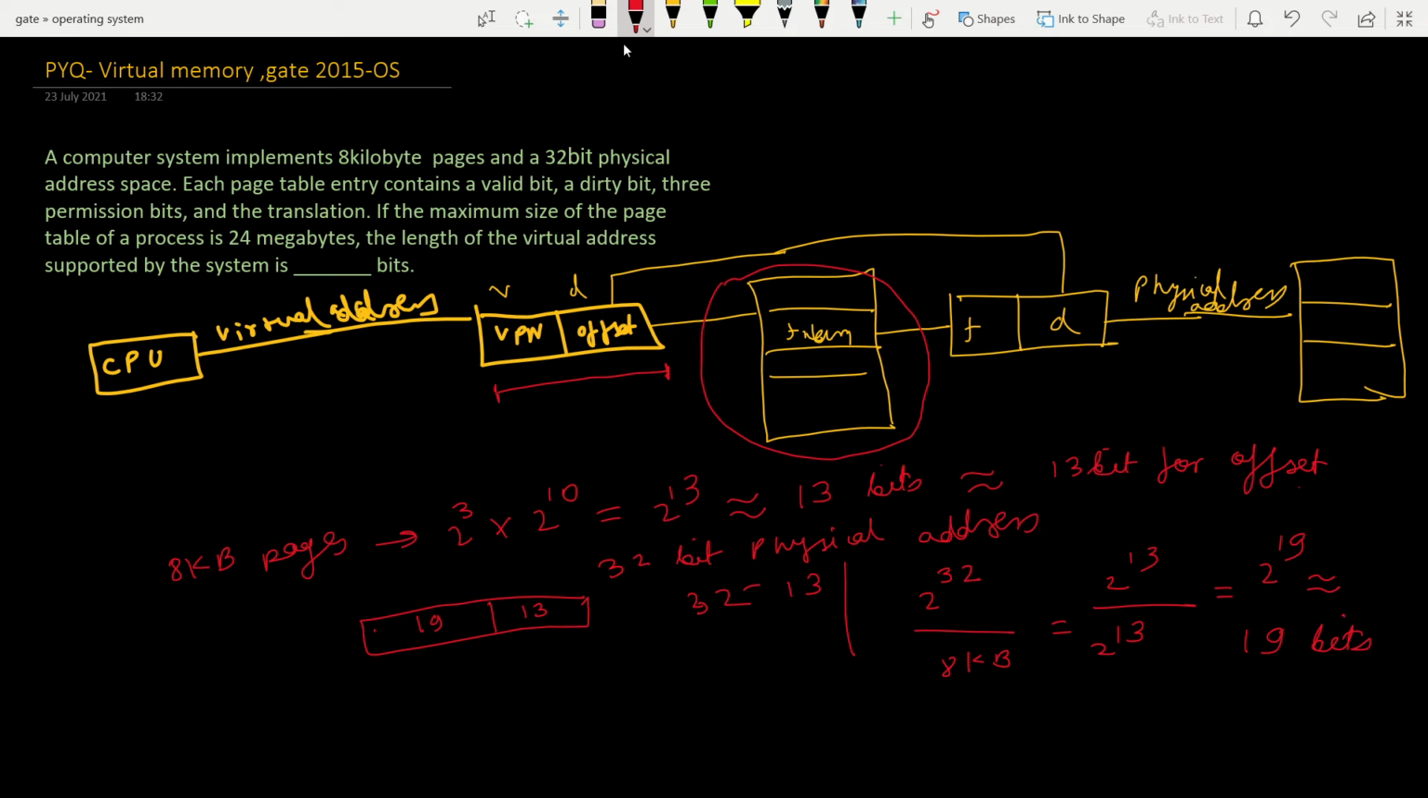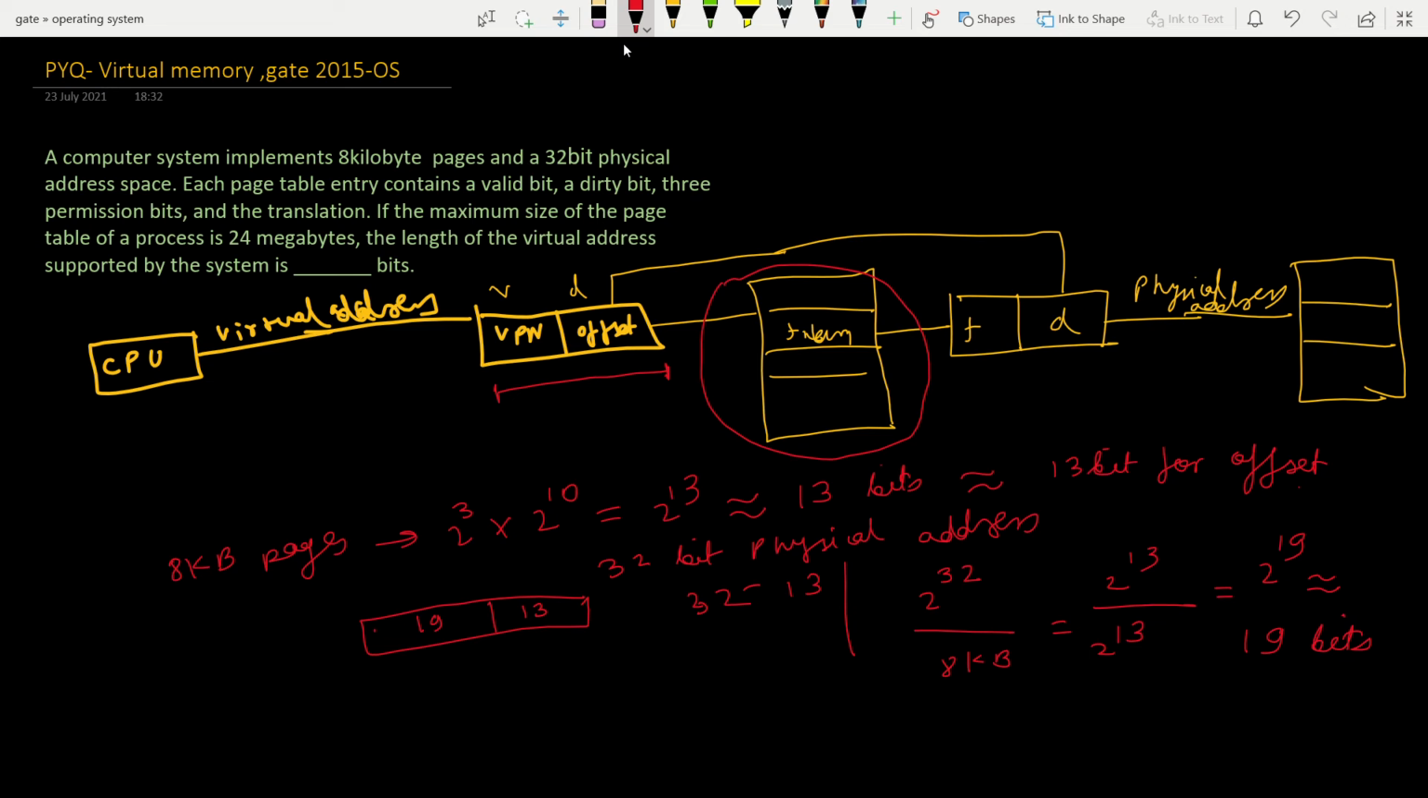Now, what does this frame number contain? Sorry, this is the address of the frame in the physical address. So to represent 2 to the power 19 frames, we will require 19 bits. Okay, let's just see one more thing.